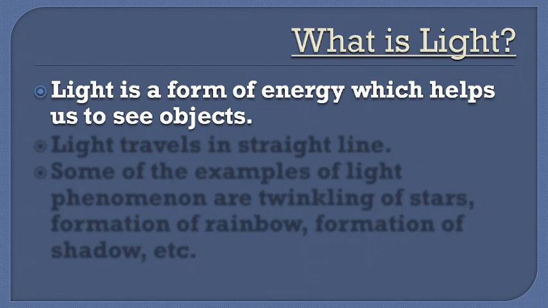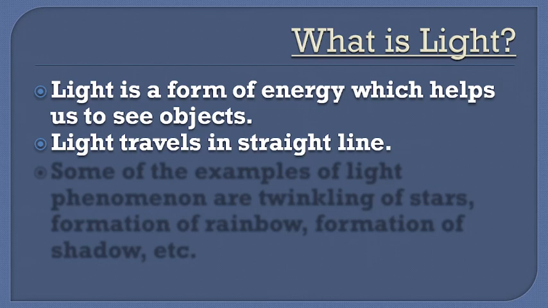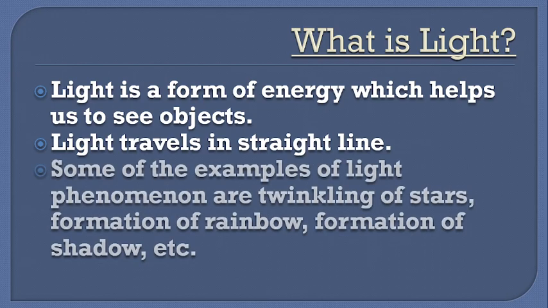Light travels in a straight line. Light always follows a straight line path. It does not follow any curved path or any zigzag path. It always goes in a straight line. Some examples of light are twinkling of the stars, formation of rainbow, formation of shadow, etc.